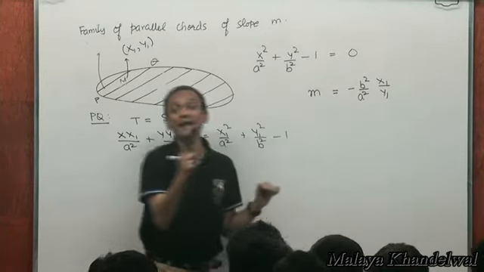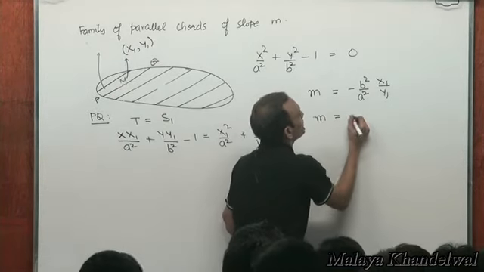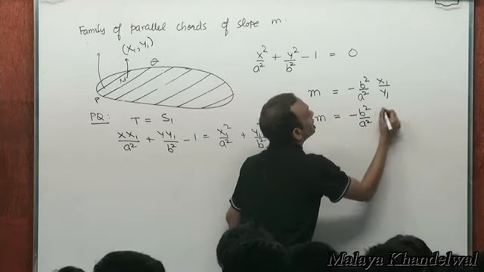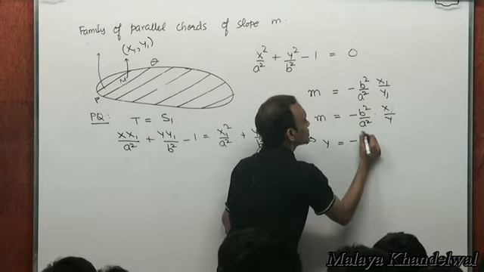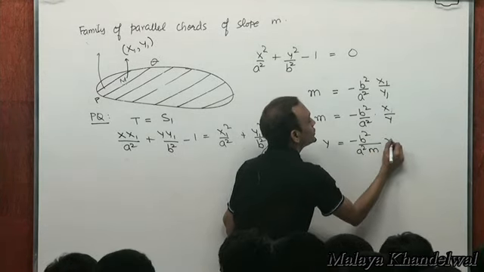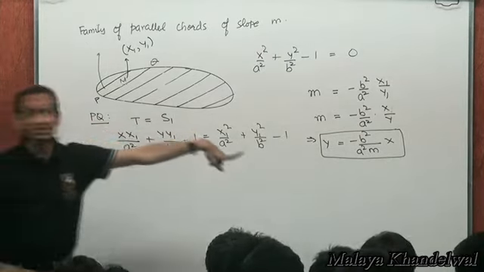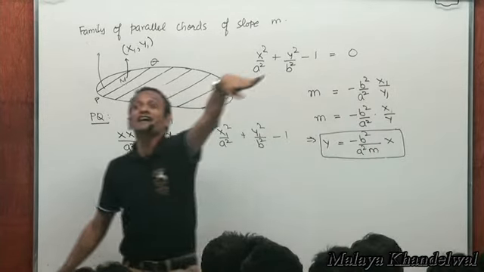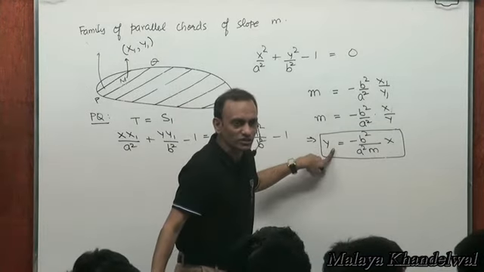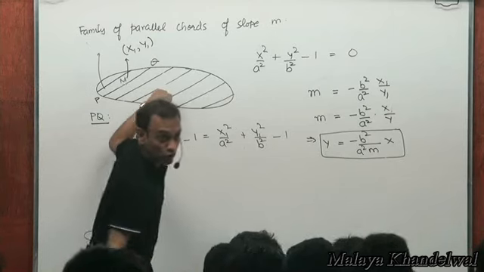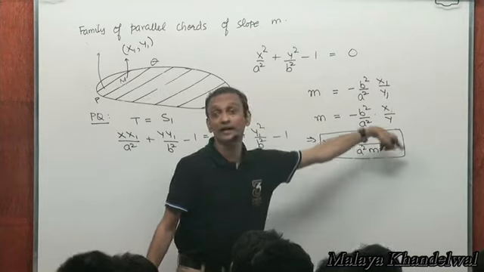Generalizing means I would replace x1 by x and y1 by y. So when I do that, m would be minus b squared by a squared into x by y, which would give me y equal to minus b squared by a squared m into x, which is the locus of the midpoints of a system of parallel chords, which is a straight line passing through the origin and therefore the center of the conic. It will therefore be a diameter, is it not a line passing through (0, 0)? Therefore, it must be a diameter.